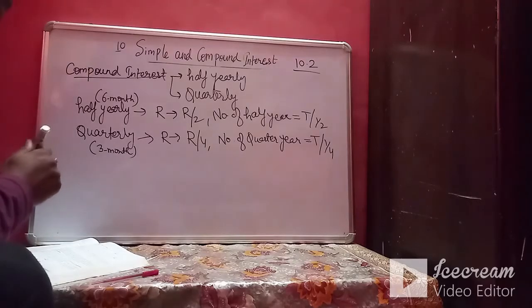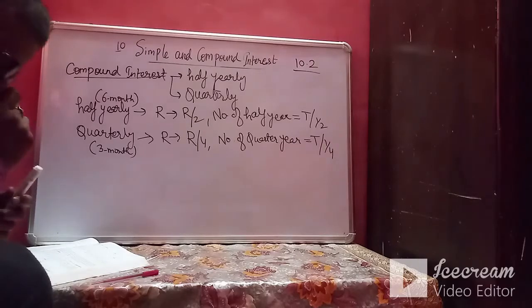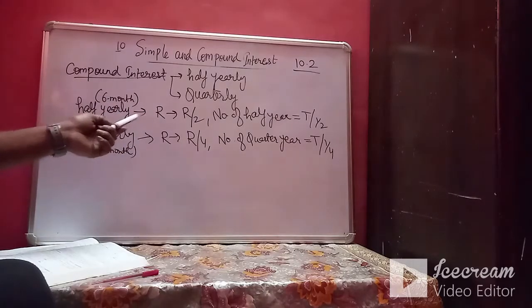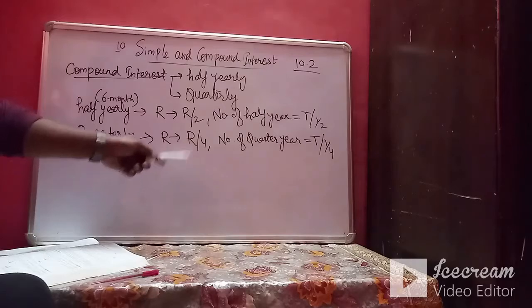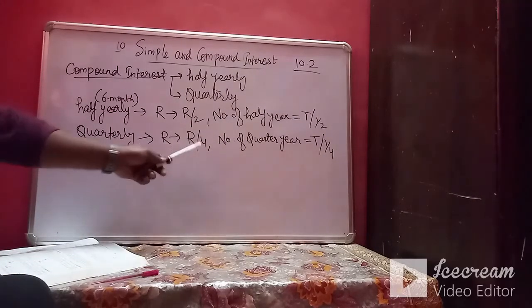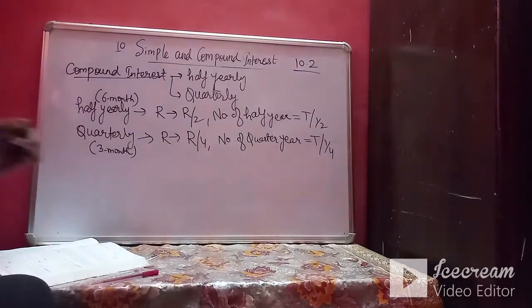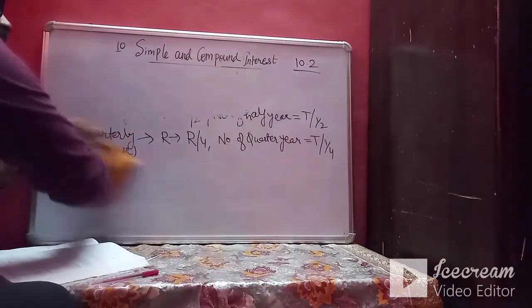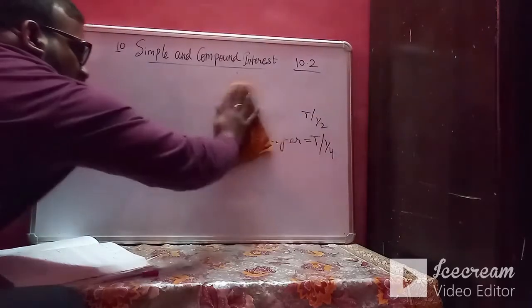And the remaining things will be same that we have discussed so far. So let's discuss few problems related to calculation of compound interest half yearly. So these two things we will keep in mind. For half yearly, we will divide rate by 2 and then we will calculate number of half years. For quarterly, we will divide rate by 4 and we will calculate number of quarter years. Okay, so let's see one question of half yearly.